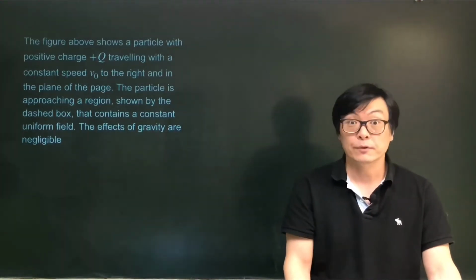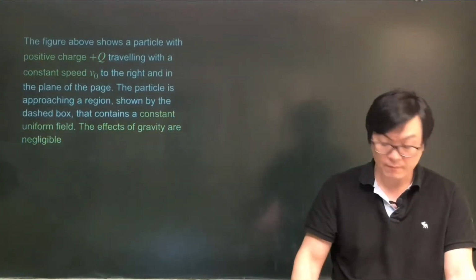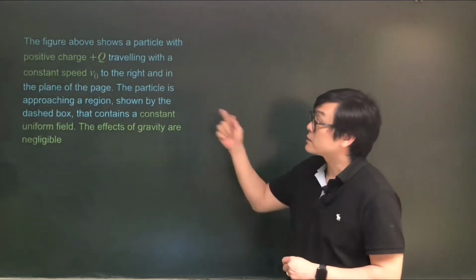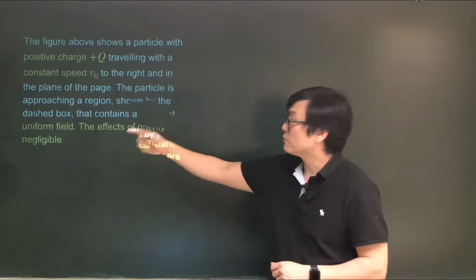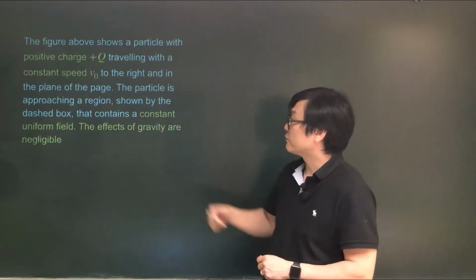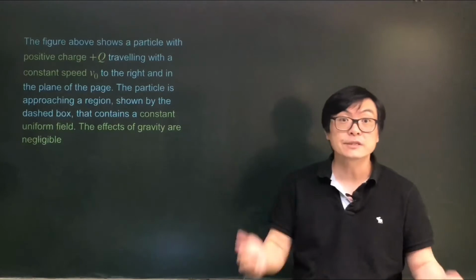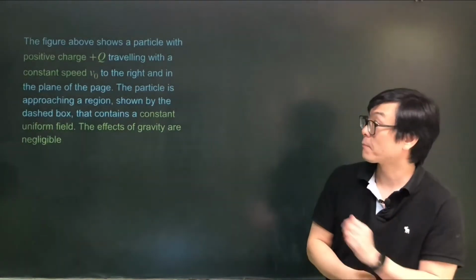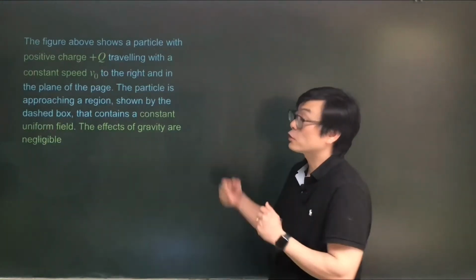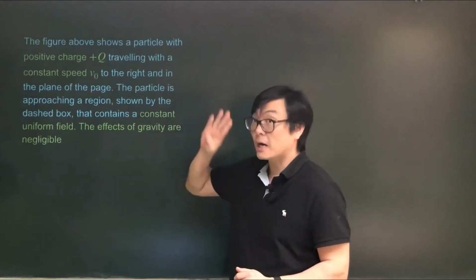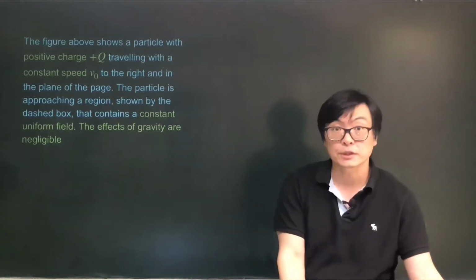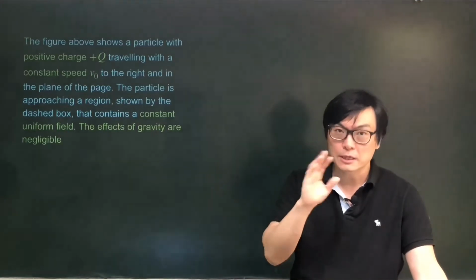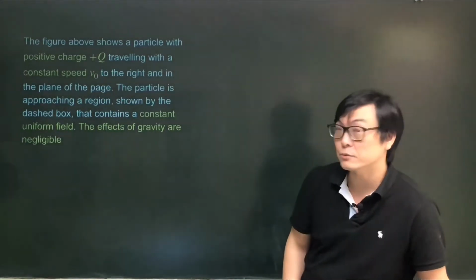Okay, did you finish it? I chose positive charge, constant speed v0, constant uniform field, and the effect of gravity is negligible. I chose these things as important information to solve this question. Here we're talking about a charged particle inside a field. So positive or negative, this sign is important to decide the direction of the force on that charged particle, either in the electric field or the magnetic field as well.